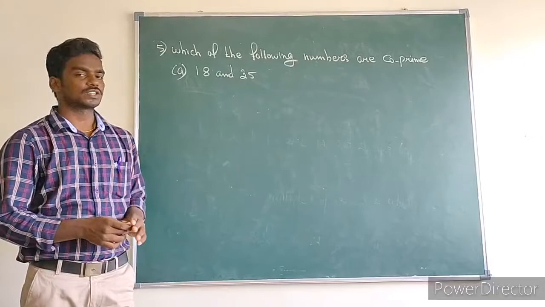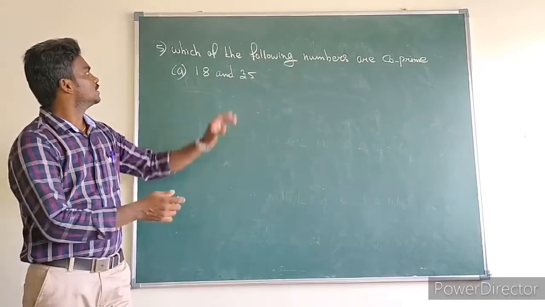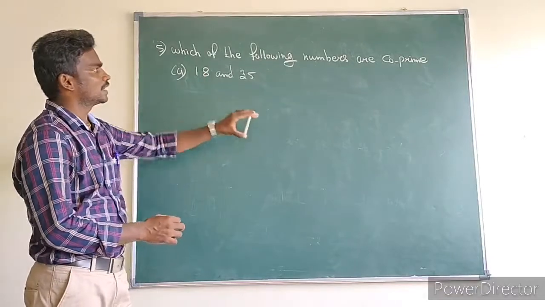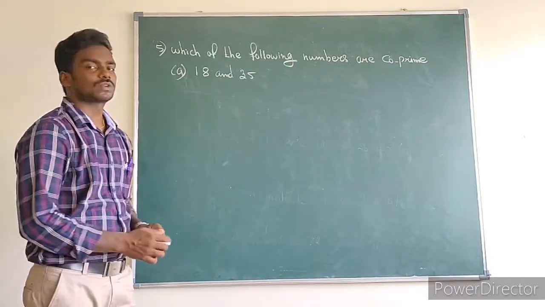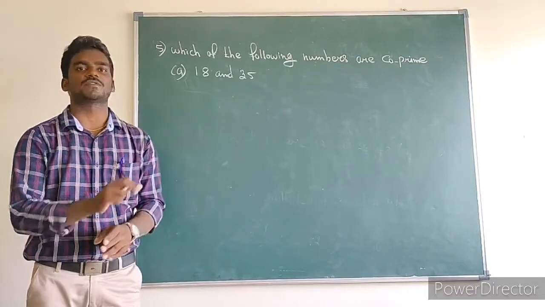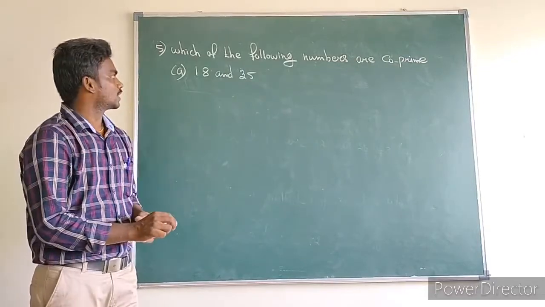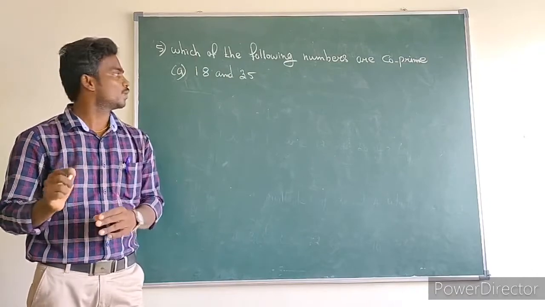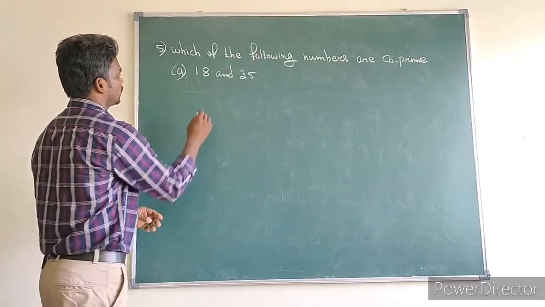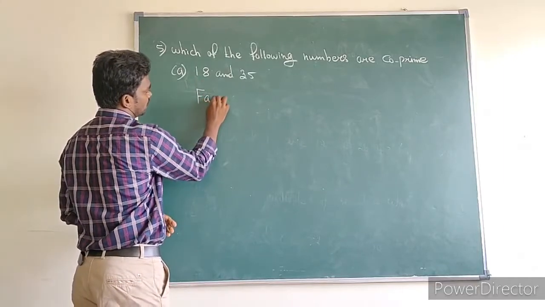So in our fourth pattern, the second question is your homework. Now our fifth pattern: which of the following numbers are co-primes? So we know what co-prime numbers are. Co-prime numbers means numbers which have only one as the common factor. So if the common factor for these two numbers is only 1, they are called co-prime numbers. So for 18 and 35, we want to find the factors of 18.